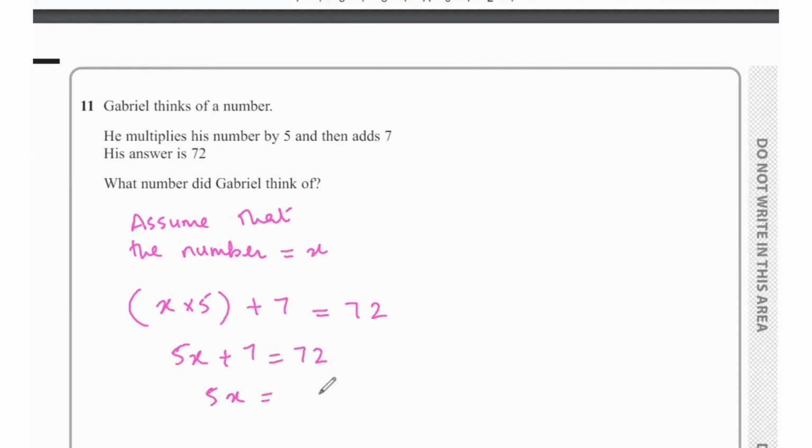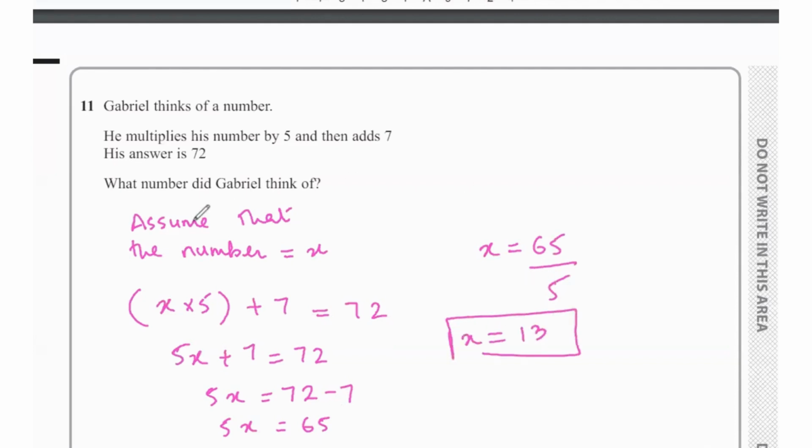Take 7 to the other side. So 5x equals 72 minus 7. And that is going to give us 65. So x is going to be 65 divided by 5, and that is 13. So 13 is the number that Gabriel thinks of.